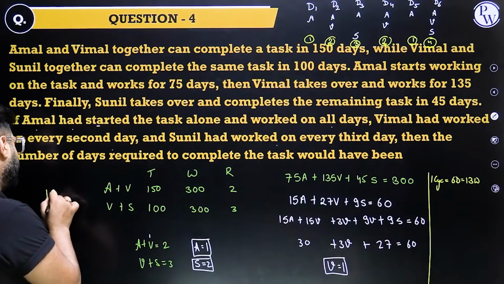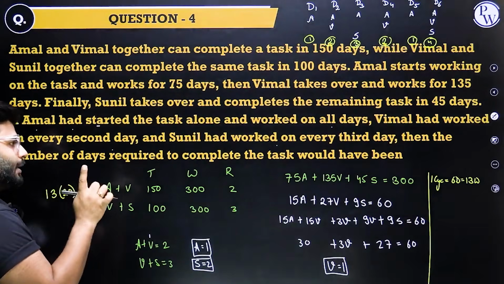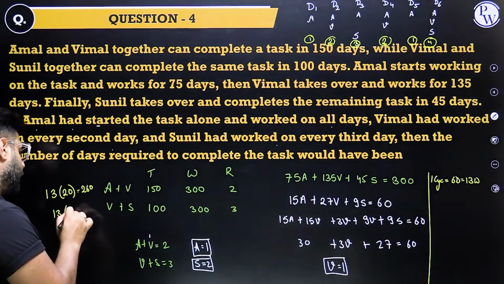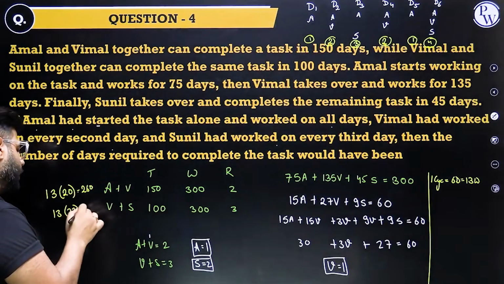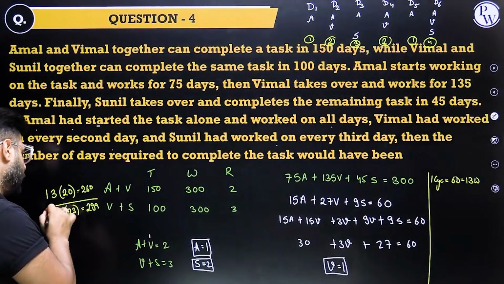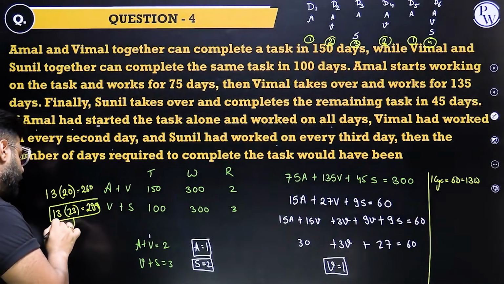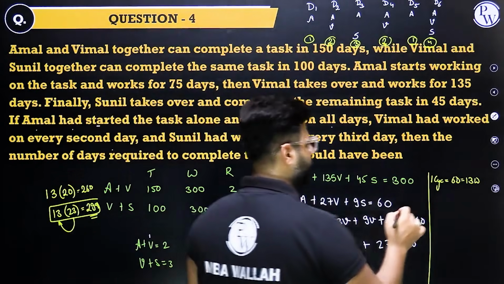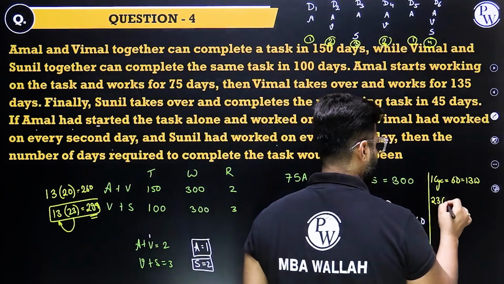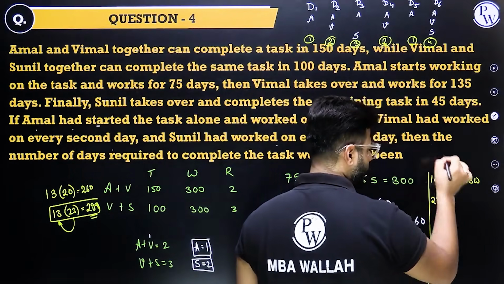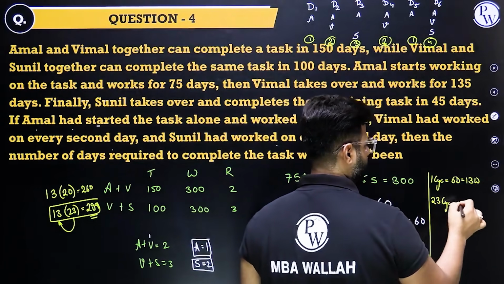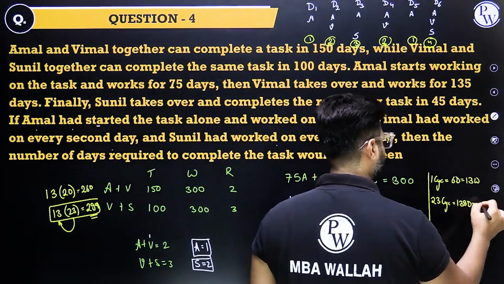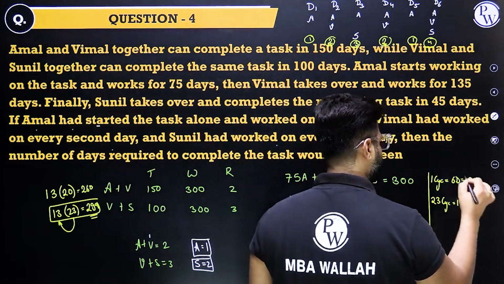Now 13 into 20, because in a cycle we have 13 work, is 260. So 13 into 23, 3 more 13s, that's 39, 299. So 23 cycles of 13 work will give us 299 work. Alright, so if I go with 23 cycles, 23 into 6, that's how much? 138 days. We will be done with 13 into 23, that's 299 work.